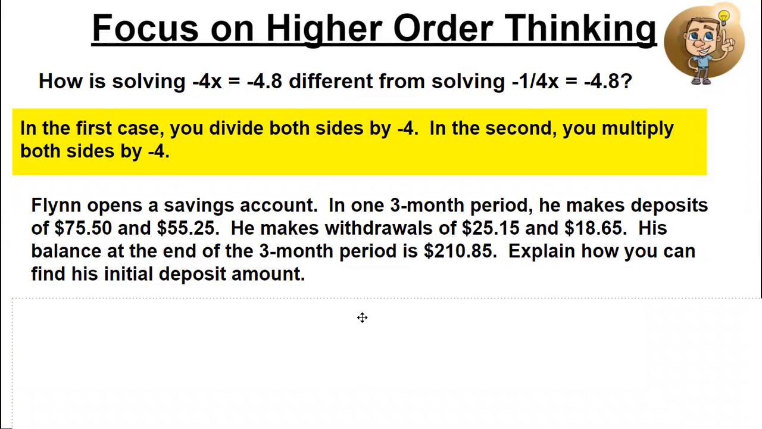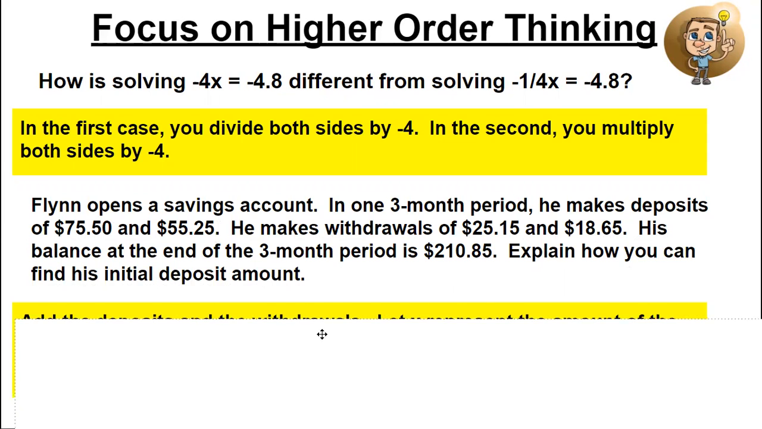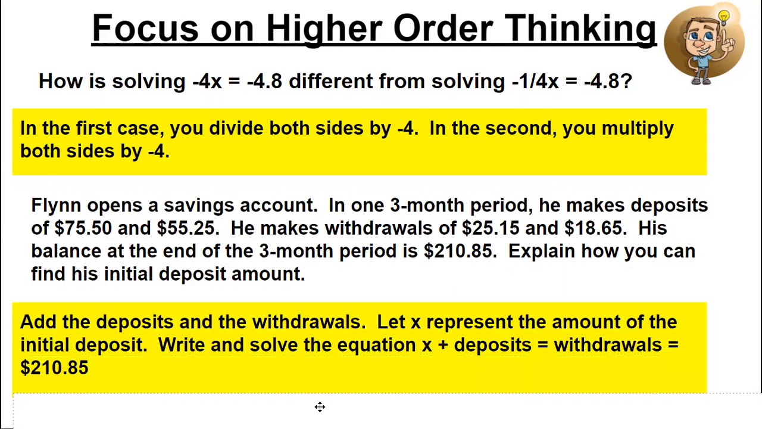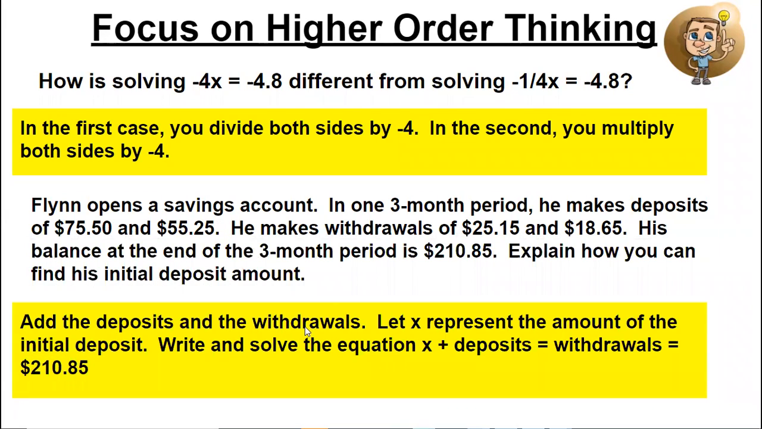Flynn opens a savings account. In one 3-month period, he makes deposits of $75.50 and $55.25, and then he makes withdrawals, or he takes money out, of $25.15 and $18.65. His balance at the end of the 3-month period is $210.85. How can you find his initial or beginning deposit? Well, you can add the deposits and the withdrawals. Let X represent the amount of the initial deposit. Write and solve an equation.